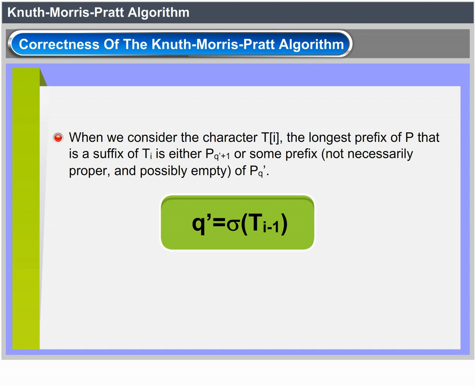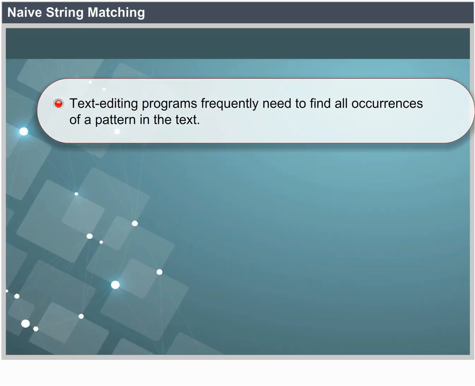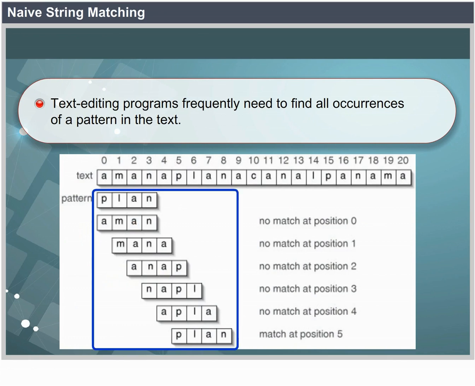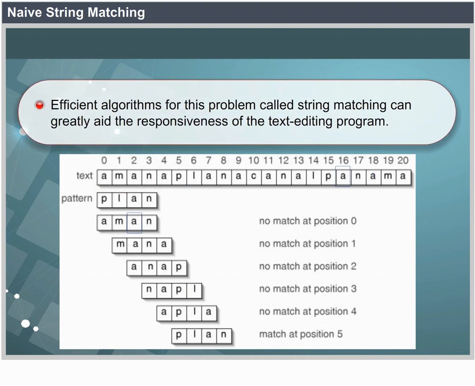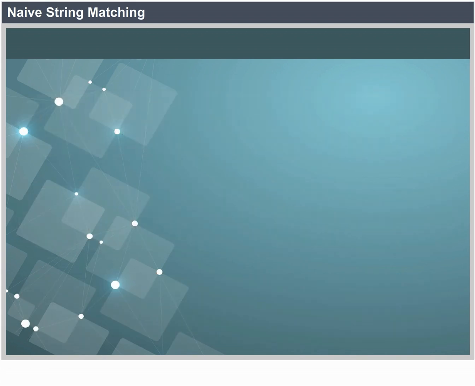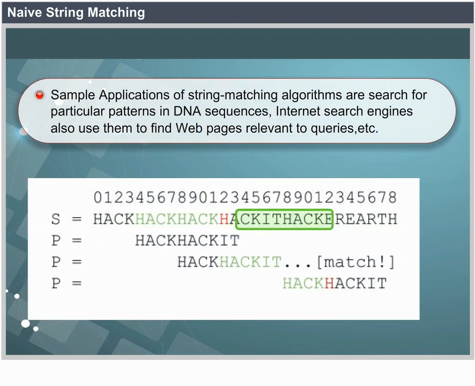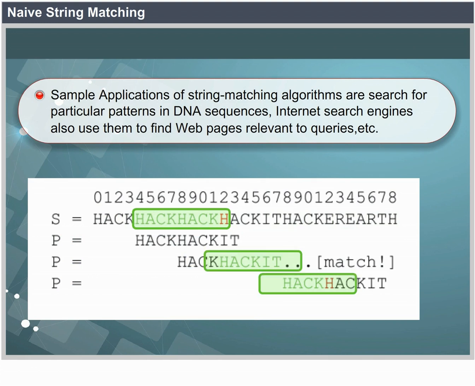Naive string matching. Text editing programs frequently need to find all occurrences of a pattern in the text. Typically, the text is a document being edited and the pattern searched for is a particular word supplied by the user. An efficient algorithm for this problem, called string matching, can greatly aid the responsiveness of the text editing program. Sample applications of string matching algorithms are searching for particular patterns in DNA sequences. Internet search engines also use them to find web pages relevant to queries, etc.